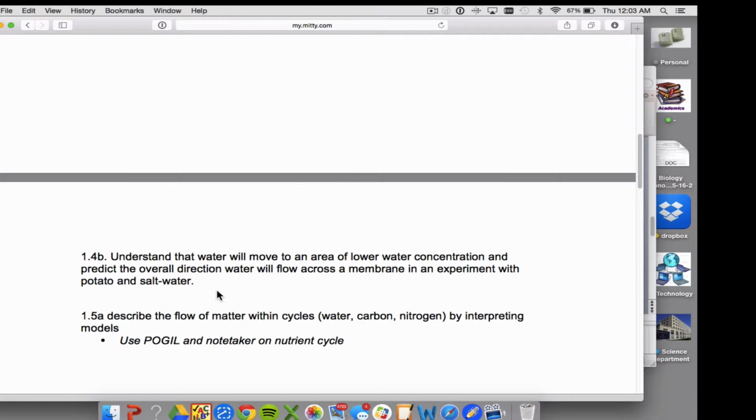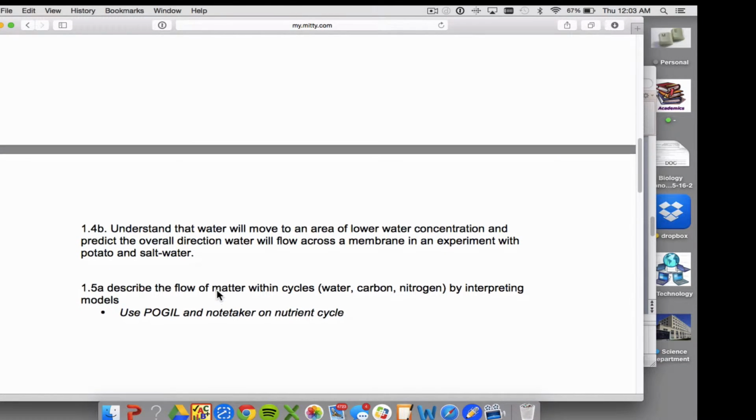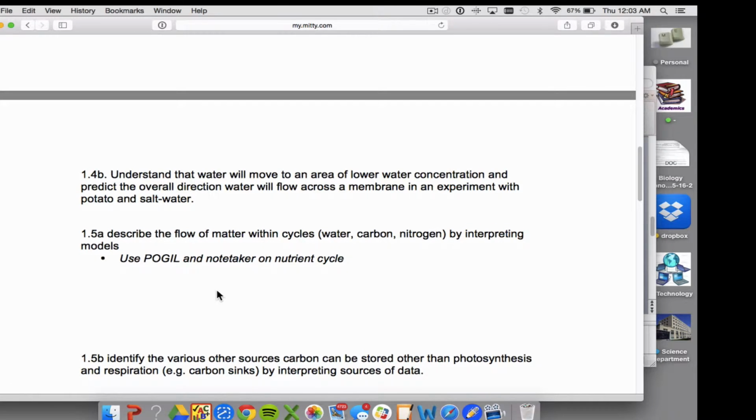1.4b talks about how water will move from an area of high concentration to an area of low concentration. Again, make some notes. 1.5 deals with nutrient cycles. And in the last couple of weeks, we've talked about the water cycle, the carbon cycle, and the nitrogen cycle. Look at the POGIL on the nutrient cycles and follow through the models. Go back through the questions again.